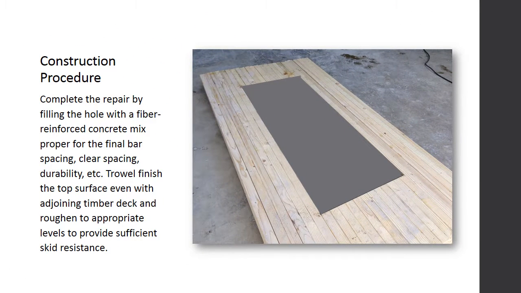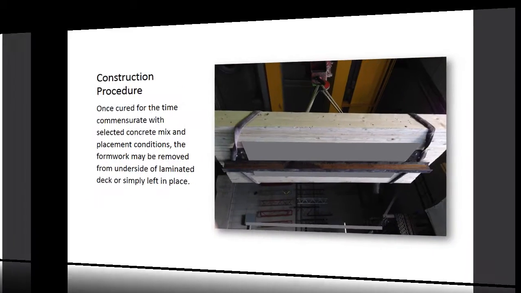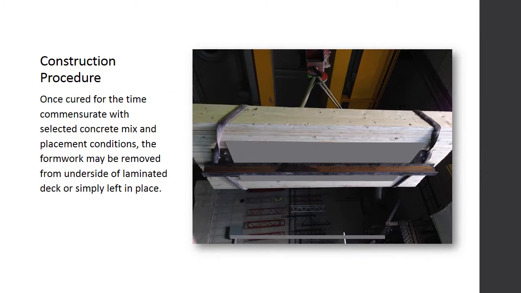Complete the repair by filling the hole with a fiber-reinforced concrete mix proper for the final bar spacing, clear spacing, durability, etc. Trowel finish the top surface even with the adjoining timber deck and roughen to appropriate levels to provide sufficient skid resistance. Once cured for the time commensurate with the selected concrete mix and placement conditions, the formwork may be removed from the underside of the laminated deck or simply left in place.